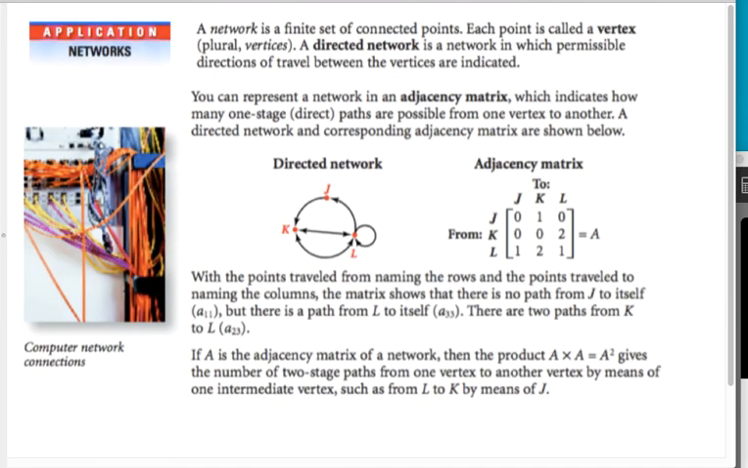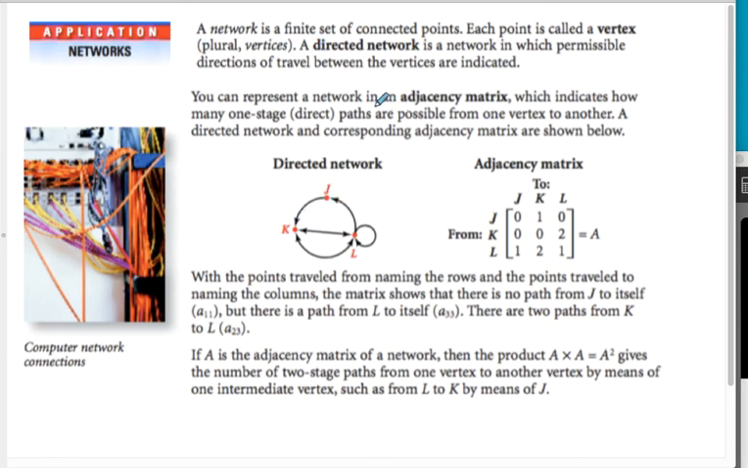So a network is a finite set of connected points. Each point is called a vertex. The plural of vertex is vertices. We talked about that in the first video about matrix and matrices, right? A directed network is a network in which permissible directions of travel between the vertices are indicated, right? So like here, if you wanted to go from K to L and from L to K, you could because there's an arrow in both directions. But if you wanted to go from J to K, you could, but not from K to J, right?